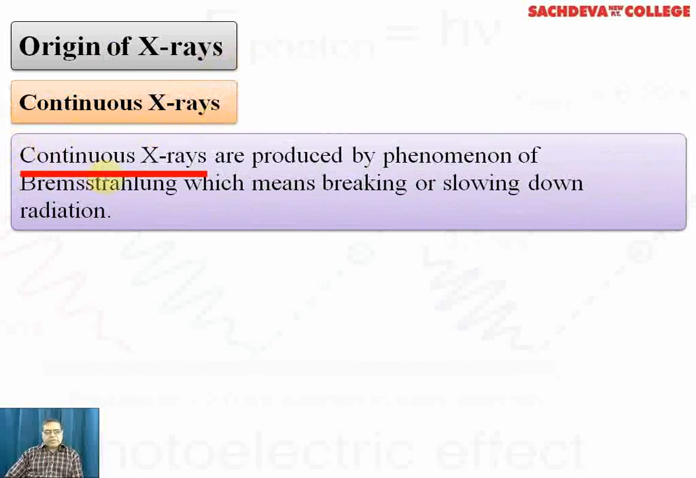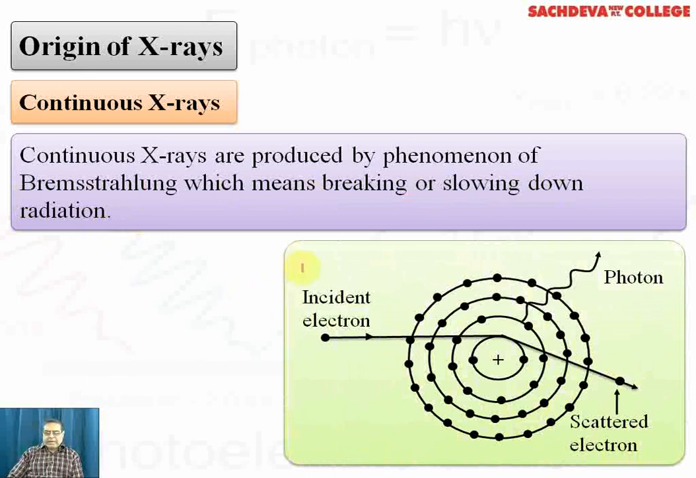Continuous X-rays are produced by the phenomenon of Bremsstrahlung, which means braking or slowing down radiation. In the figure, an atom is indicated. The dark dots indicate the electron configuration and the wave indicates the photon. The incident electrons come from the cathode plate, reach towards the nucleus, that is the positive charges, and from there they get scattered. The scattered electrons are indicated.